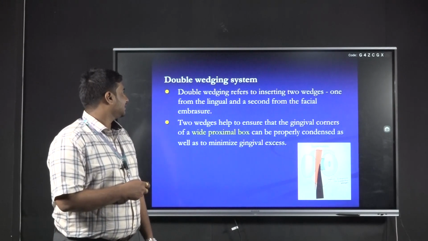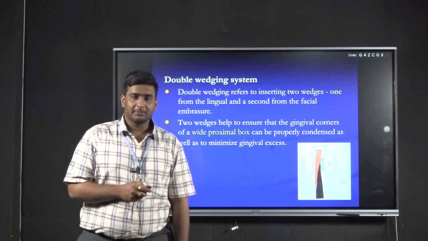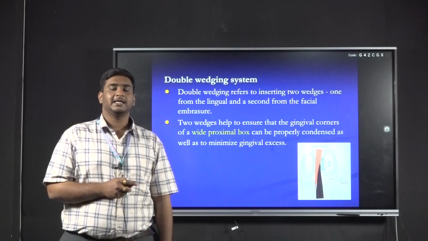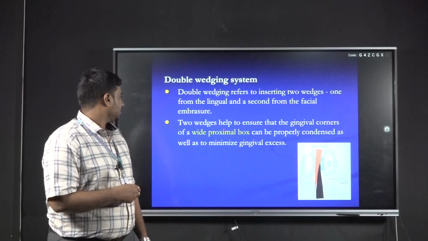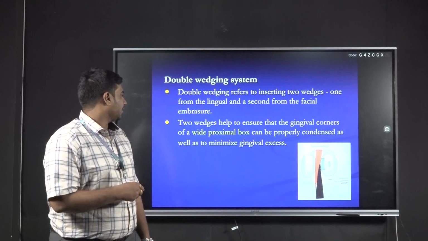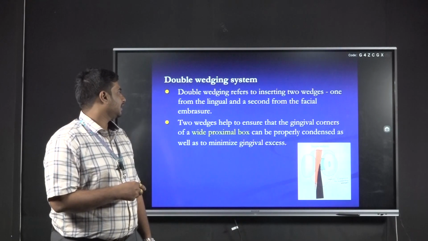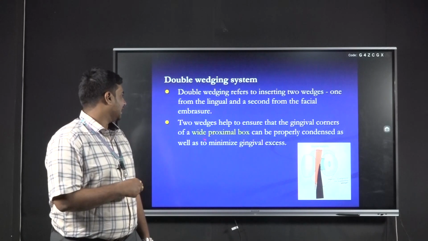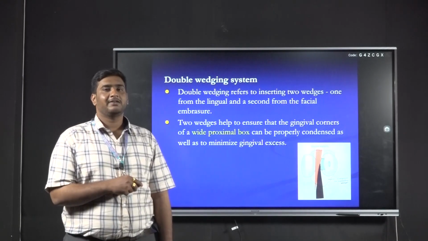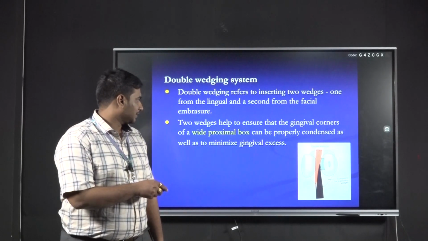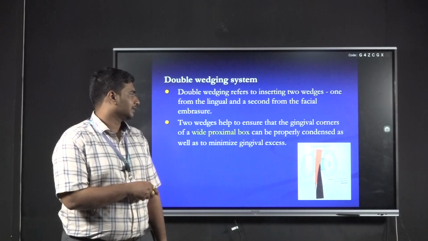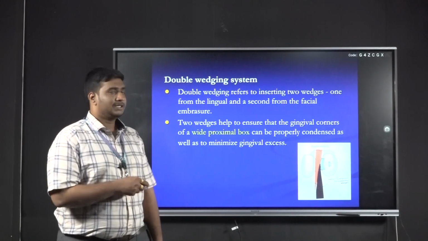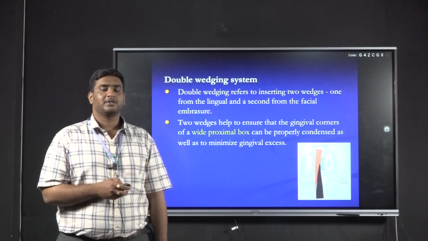So coming to the next system, the double wedging system. It is nothing but the use of two wedges simultaneously from the facial and lingual embrasure. It is most commonly used when there is a wide proximal box. Two wedges help to ensure that the gingival corners of a wide proximal box can be properly condensed, as well as to minimize the gingival excess. So the wedge is placed from both the facial embrasure and the lingual embrasure. This is the double wedging technique. First one is piggyback and the next one is double wedging.